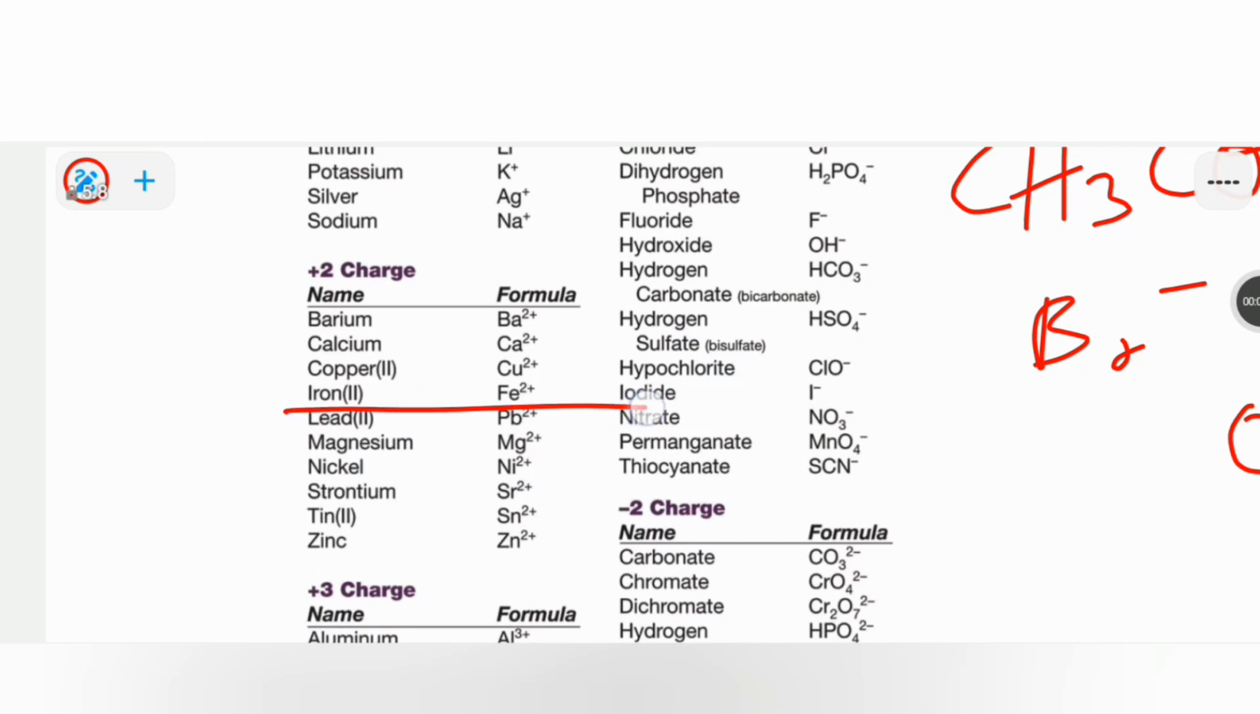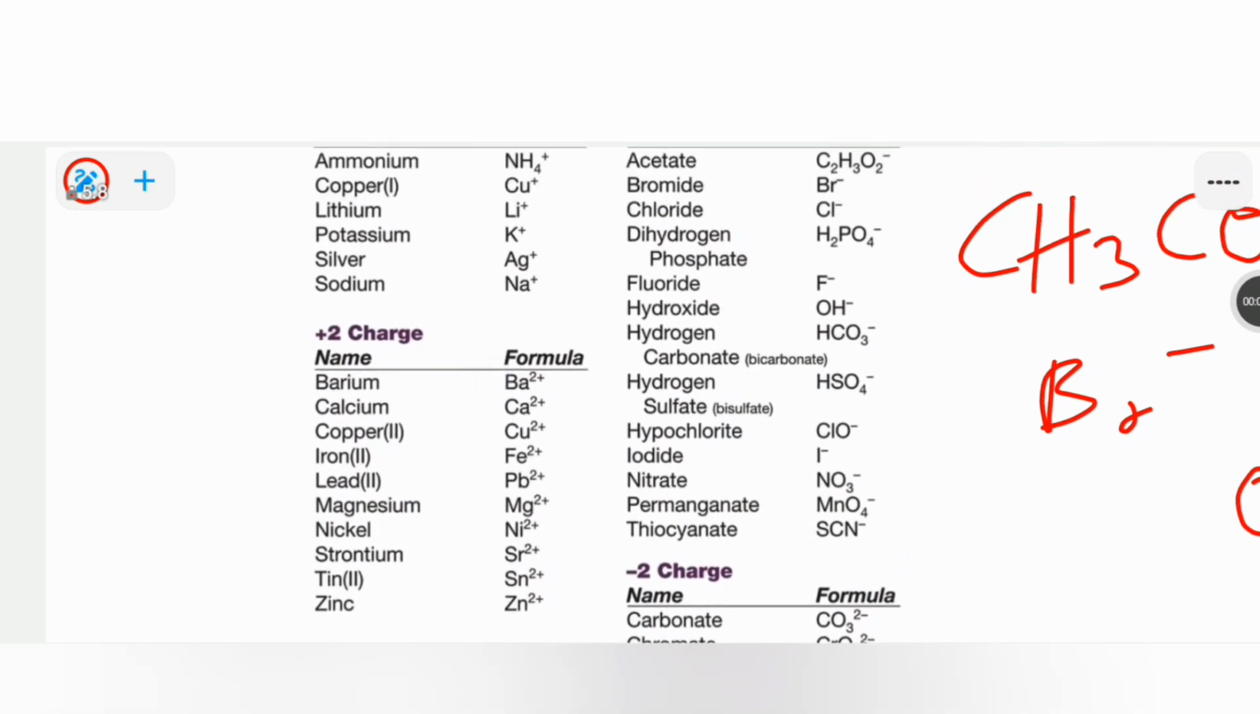Then you have iron 2, then lead 2, then nickel, magnesium, strontium, zinc, and so on like that. Now let's assume we want to write the formula of magnesium hydroxide. So this magnesium here, Mg2+, and this hydroxide here, OH minus. So OH minus is -1.